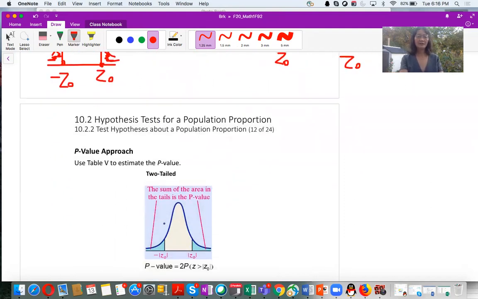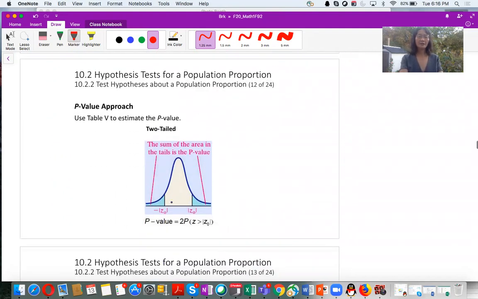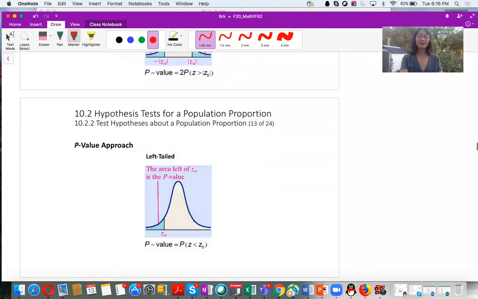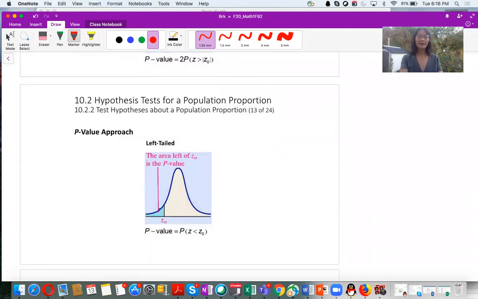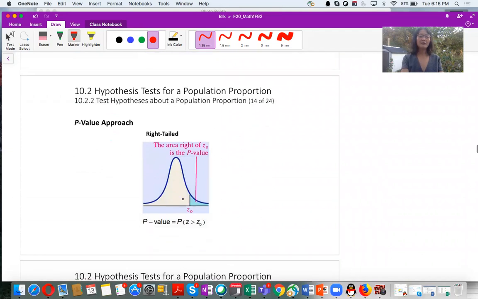You sum the area when you have a two-tailed test. When you have a left tail, the p-value is just this area. That is the p-value. And when you have a right tail, this is the p-value. And this is Z0.